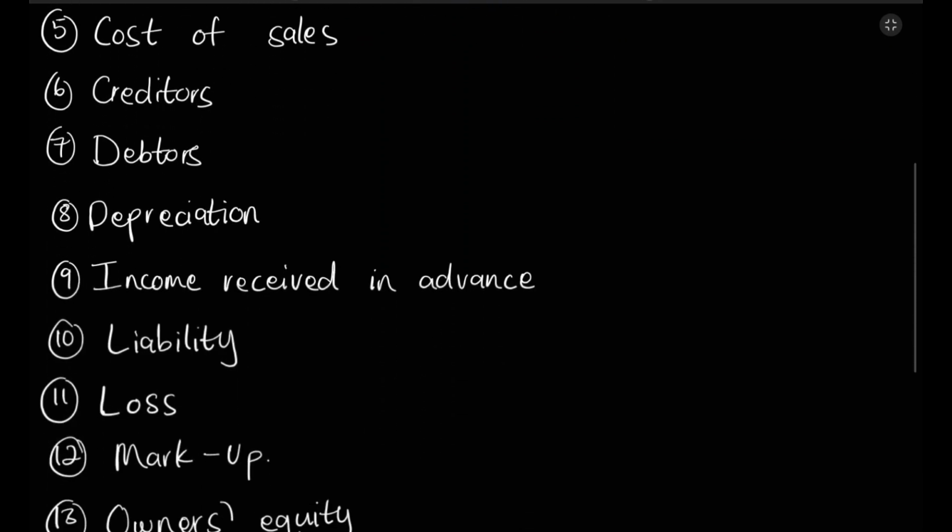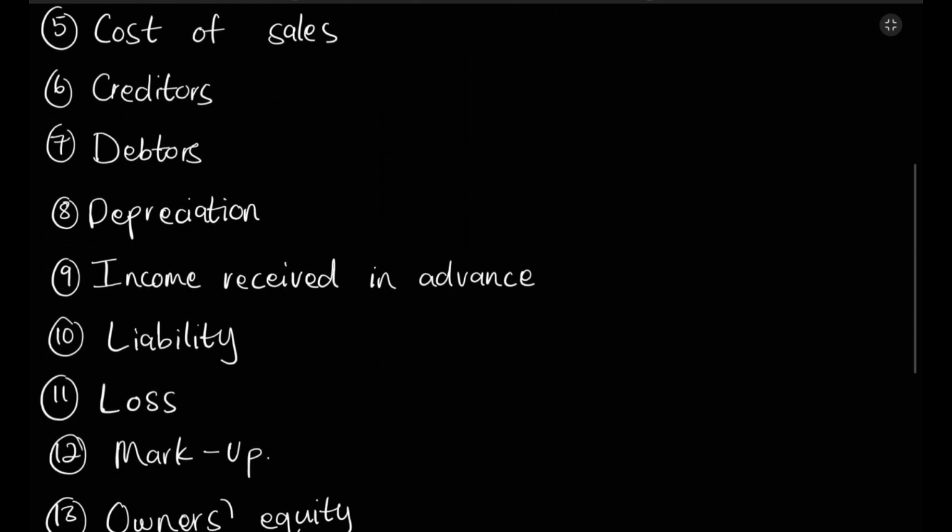Let's go to number 5. We have cost of sales. So cost of sales basically means the cost price of all goods that were sold. In simple terms, what the business paid for the items to be sold. A simple example, let's say a store buys shoes for 300 rands and sells them at 900 rands. The 300 rands is the cost price.